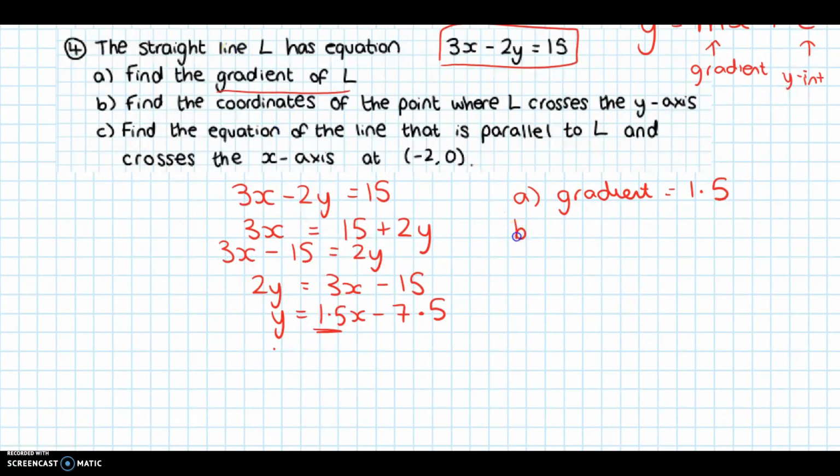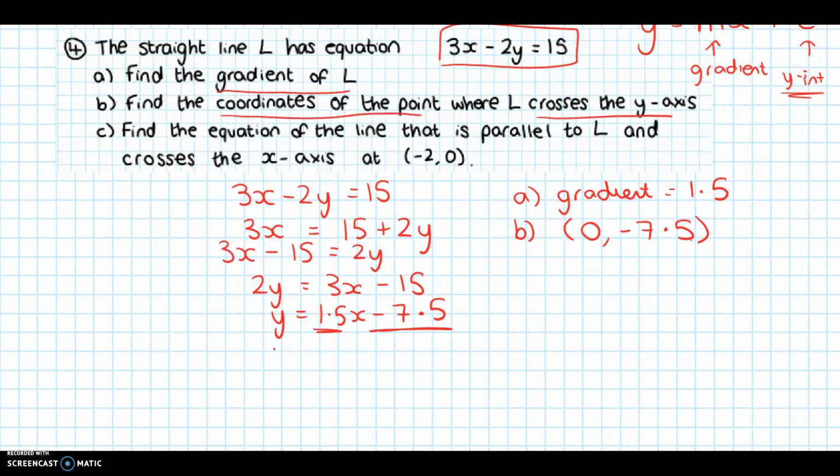And part B says find the coordinates of the point where the line crosses the y-axis. So that's the y-intercept, but it's the coordinates of the point. So it crosses the y-axis at minus 7.5, but the coordinates of that, the x-coordinate 0, the y-coordinate's minus 7.5.